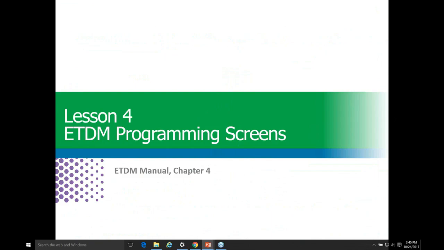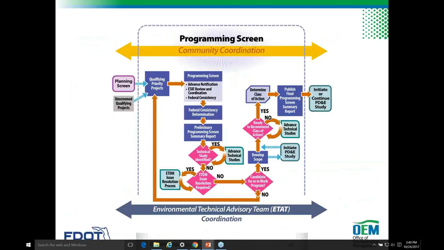I want to go into the ETDM programming screen and see what the differences are between our planning and our programming. In this section, we'll discuss the activities specific to a programming screen. More details are available in Chapter 4 of the ETDM manual. Here's an overview of the programming screen. Like the planning screen, it includes preparation activities, a 45-day screening event, and follow-up activities. Let's go into more details about the tasks that are specific to the programming screen.